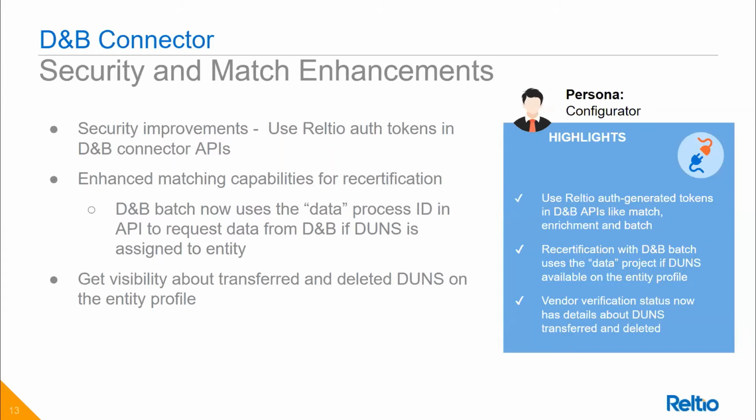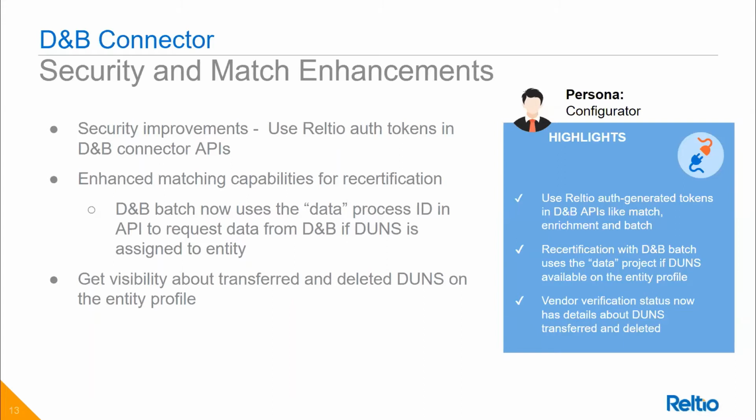As for match, it's specifically for the DNB recertification process. In the batch mode of the DNB connector, whenever entities which are already assigned DUNS values are passed to DNB for enrichment, the process is called the recertification process. For such recertification, the batch API currently uses the match and append API, but we have changed that. Now it will be using the append-only API, so no match would be performed for recertification scenarios.